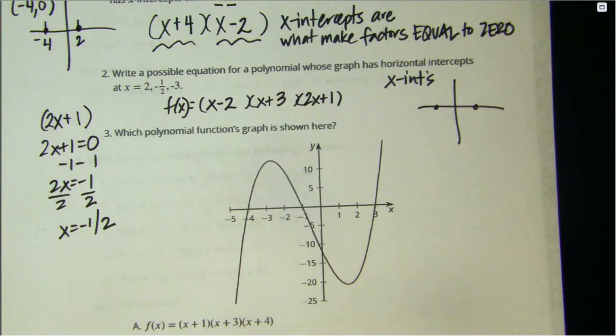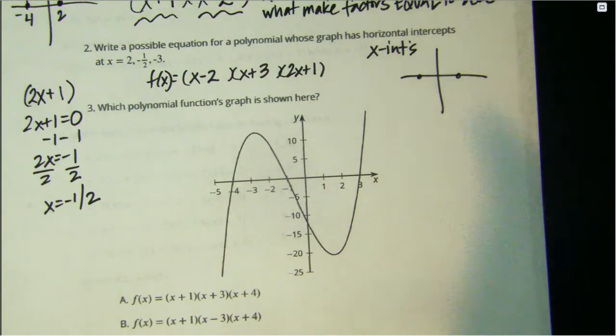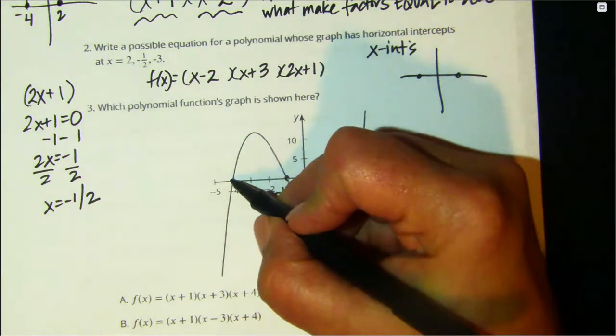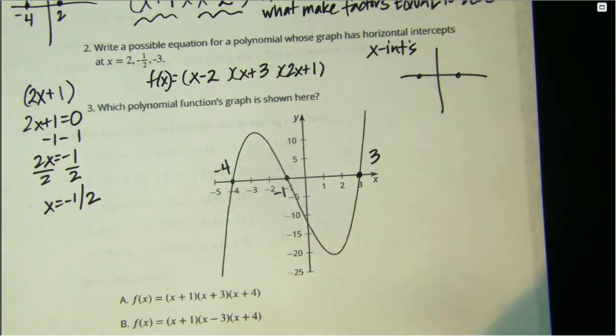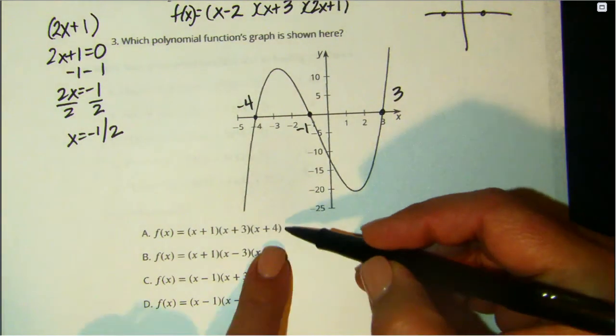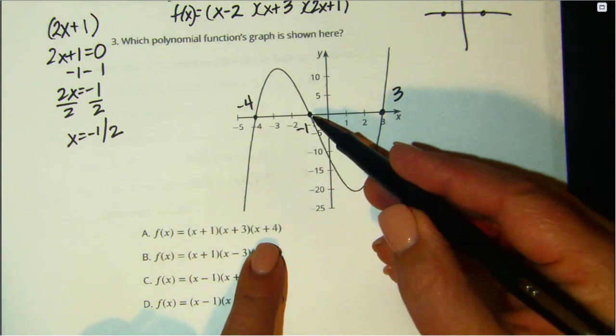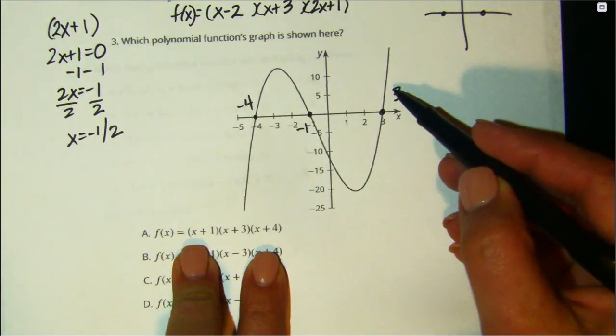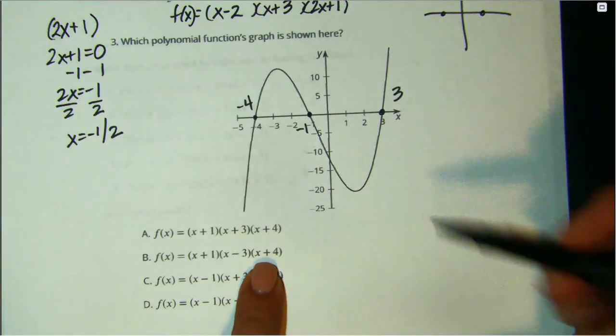Number 3, which polynomial function's graph is shown here? So let's look. This is touching at positive 3, negative 1, and negative 4. Those are the roots or the zeros. So remember, the opposite of those is what it's written like in factored form. So I'm looking for a positive 4, yep. A positive 1, yep. But then that 3 should be the opposite. So it should be positive 4, negative 3.